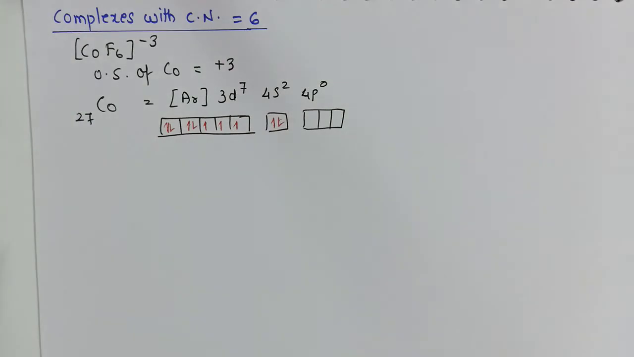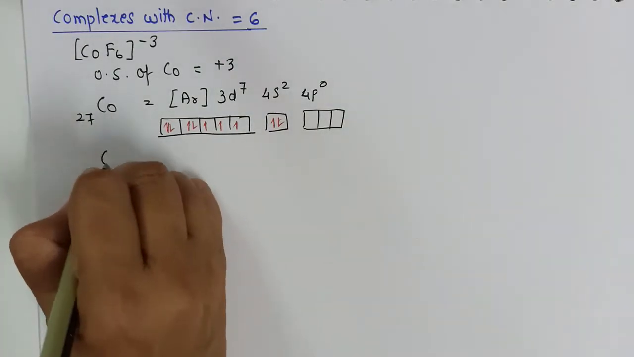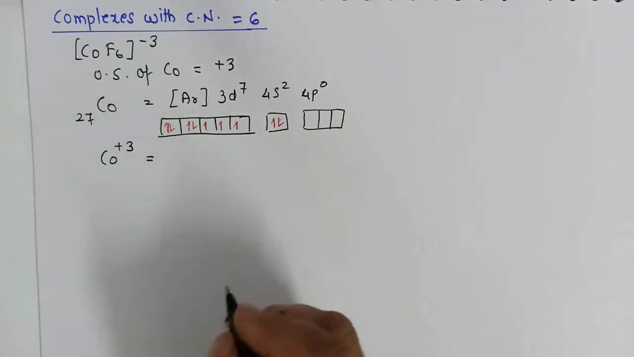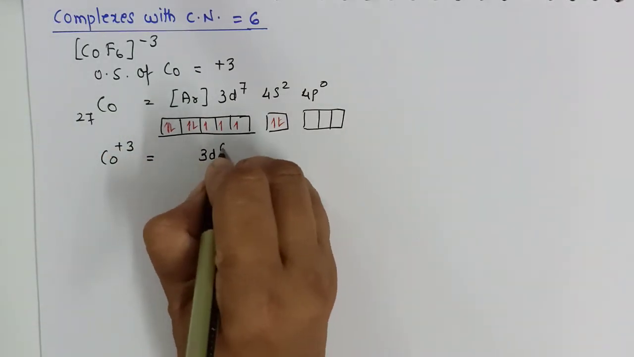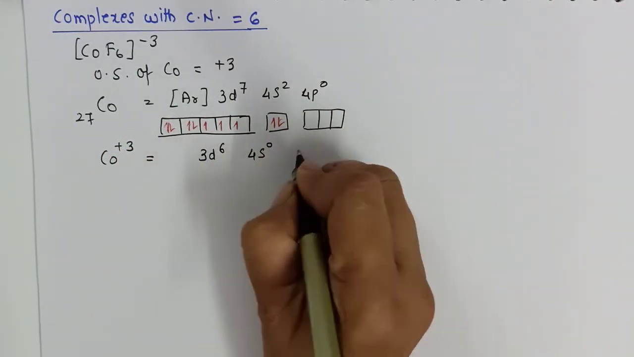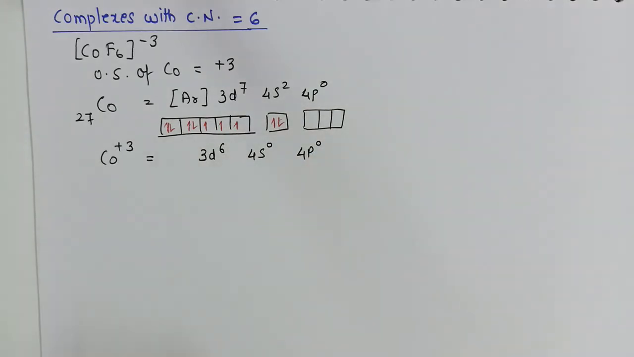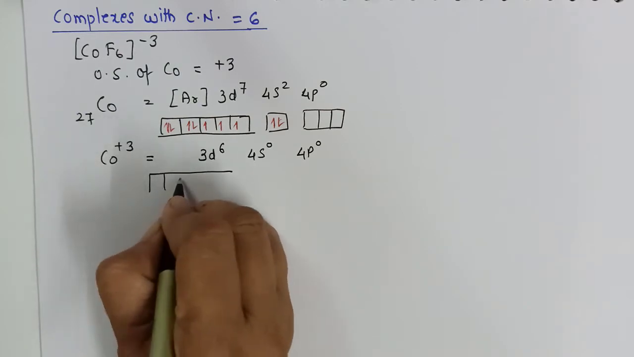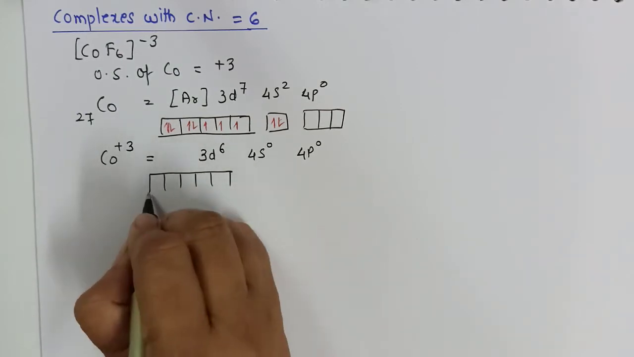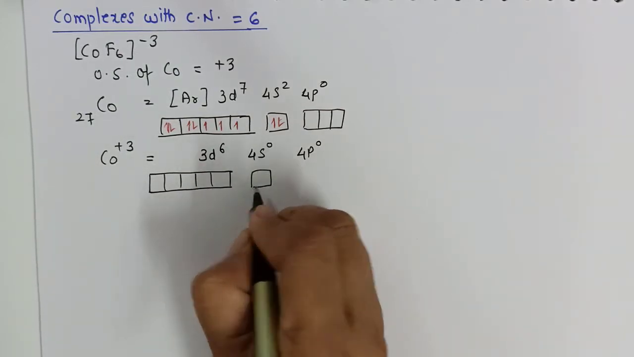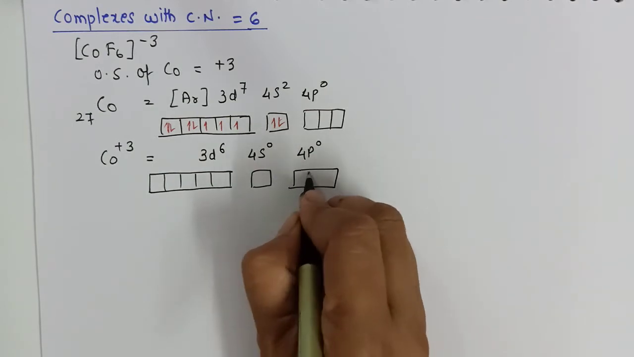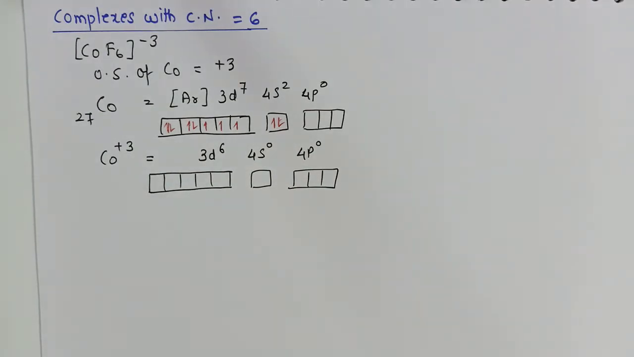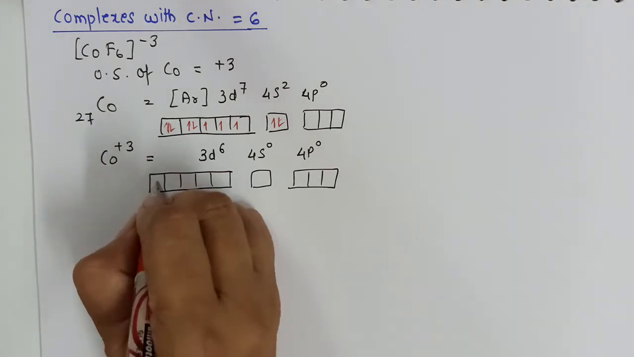So 4s is 2. Okay. Now cobalt is in +3 oxidation state in this case. So it becomes 3d6, 4s0, 4p0 configuration. Now in this case, in the orbital representation, 4s will be vacant, 4p will also be vacant. Now there are 6 electrons in 3d.